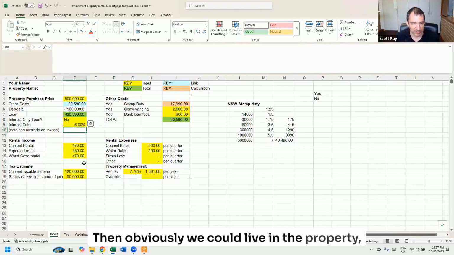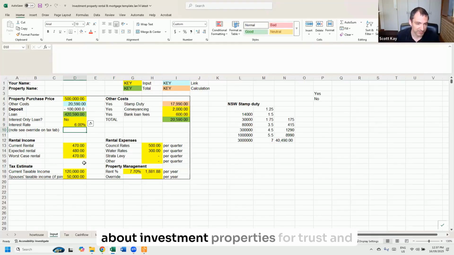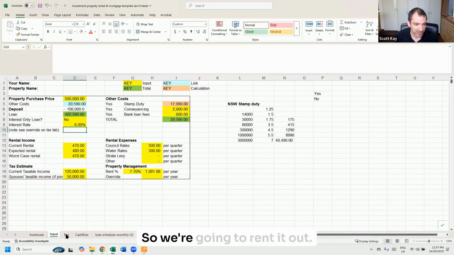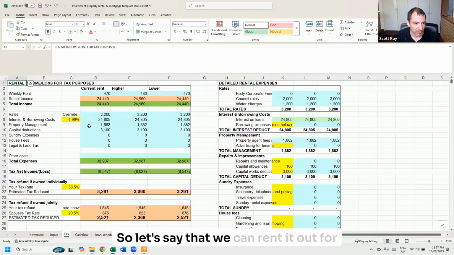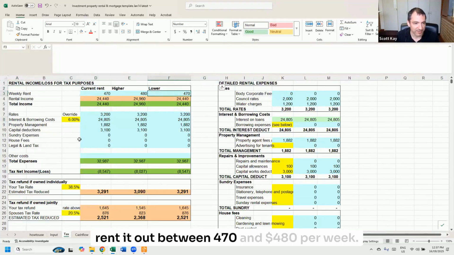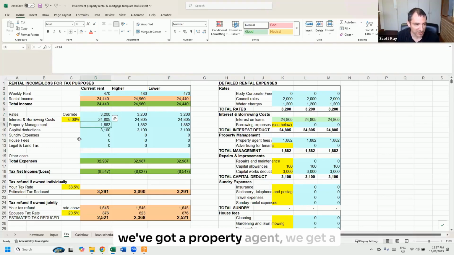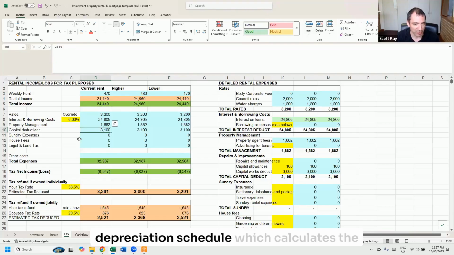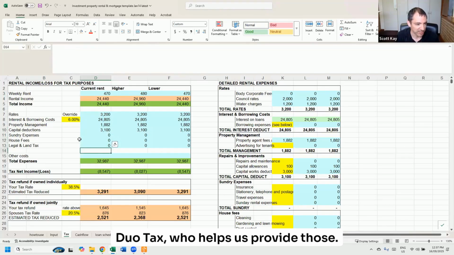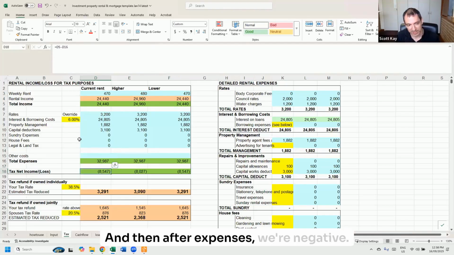Then obviously we could live in the property, but in this case, we're probably talking more about investment properties for trusts and self-managed super funds. So we're going to rent it out. Let's say that we can rent it out between $470 and $480 per week. So we get rental income, we've got council rates, we've got interest on our 80% loan, we've got a property agent, and we get a depreciation schedule which calculates the cost of the building, and we can claim the cost of the building over 40 years with a one-off schedule. And I give a referral to a great firm, Duo Tax, who helps us provide those. And then after expenses, we're negative.